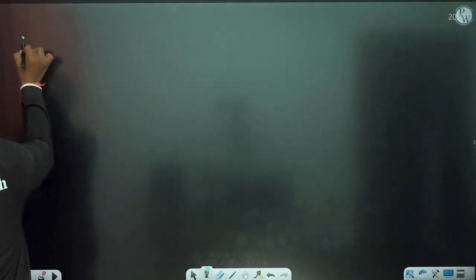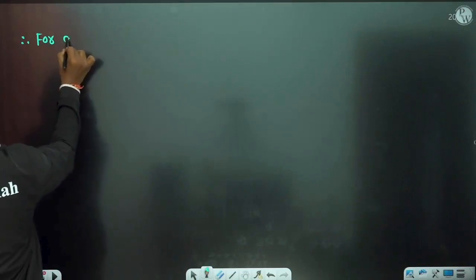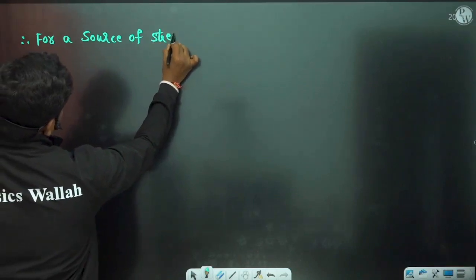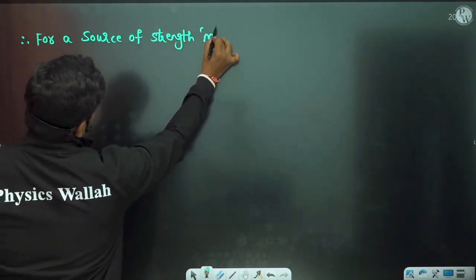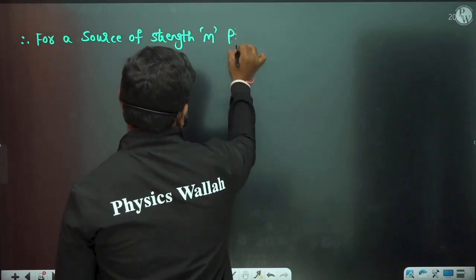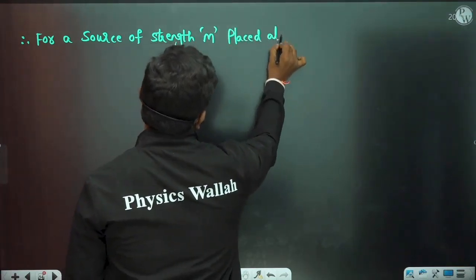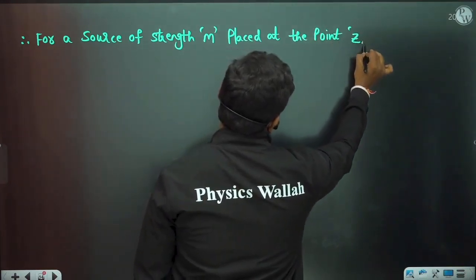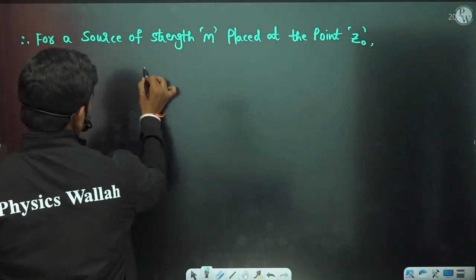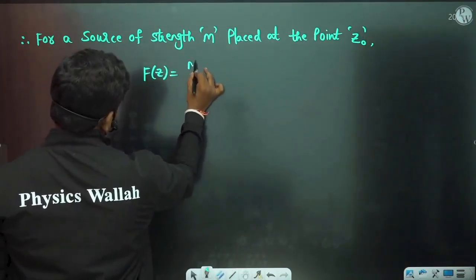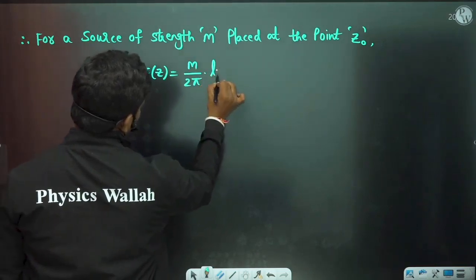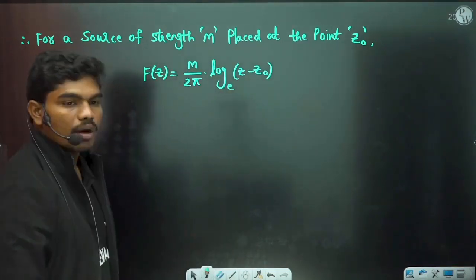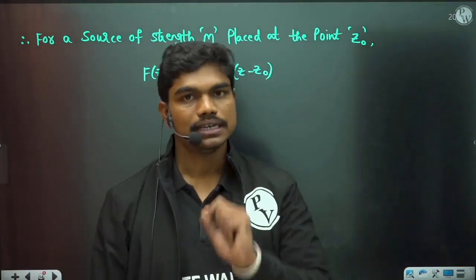Therefore, for a source of strength m, placed at the point z0, f of z is equal to m by 2 pi times log z minus z0 to the base e. So this is the complex potential function for any source that you keep at z0.